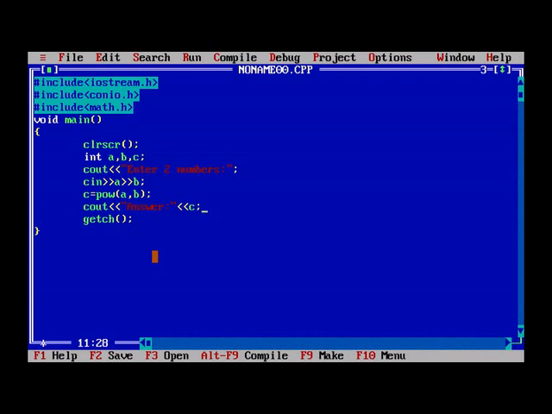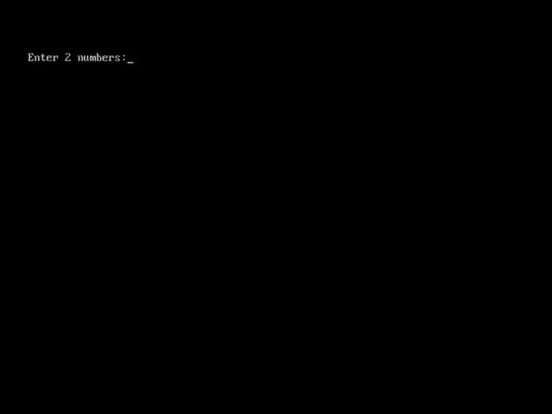Once again, Control and F9. Enter two numbers. Let me put 5 and 2. So 5 is a and 2 is b. So 5 to the power 2 is what it's going to find. 5 to the power 2 means 5 into 5, that is 25. Multiply 5 two times, so it's going to give you 25. You can see that answer.